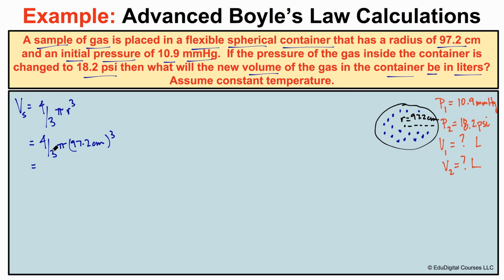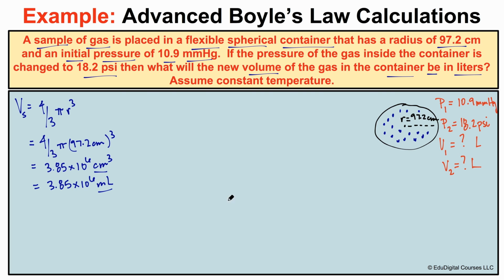And so when we put this in our calculator, when we take 4 times pi times 97.2 cubed, and then divide by 3, we are going to end up with 3.85 times 10 to the 6th centimeters cubed, which is the same thing as 3.85 times 10 to the 6th milliliters. Centimeters cubed and milliliters are used interchangeably, but we want the volume in liters here.